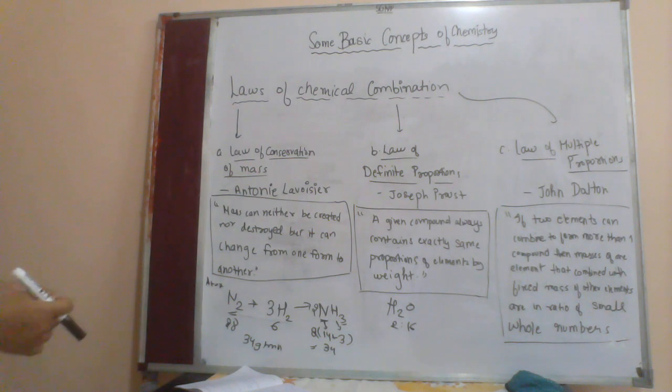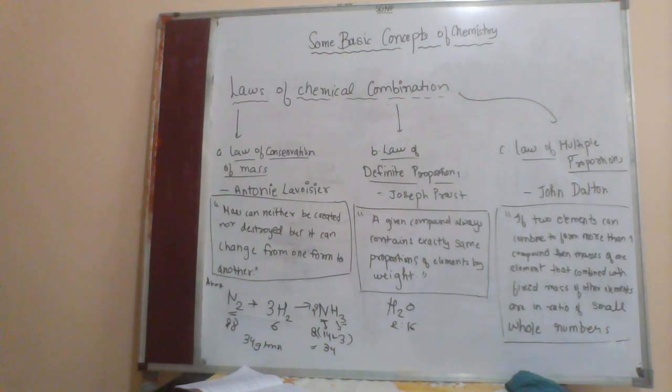Any source of water. Now coming to the third law, that is the law of multiple proportions given by John Dalton. So if two elements can combine to form more than one compound, for example carbon and oxygen, if I combine those two, I can get carbon dioxide as well, I can get carbon monoxide as well, right? CO is carbon monoxide, while CO2 is carbon dioxide.